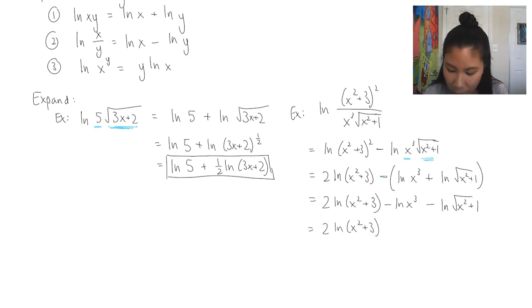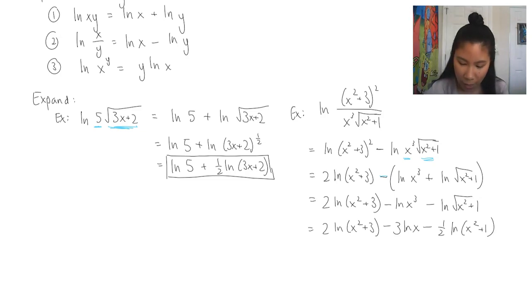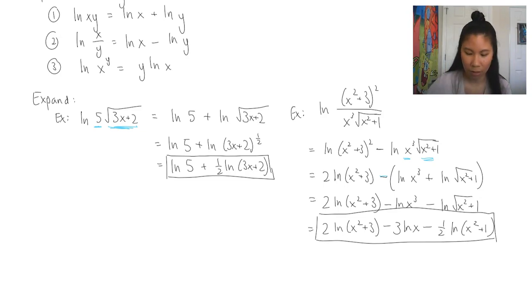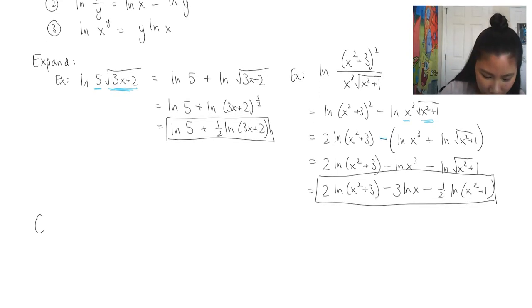So this x cubed will now become 3 natural log x. And then this square root is really just raised to the half power. So this is minus 1/2 natural log of x squared plus 1. And that's fully expanded now. Yay!